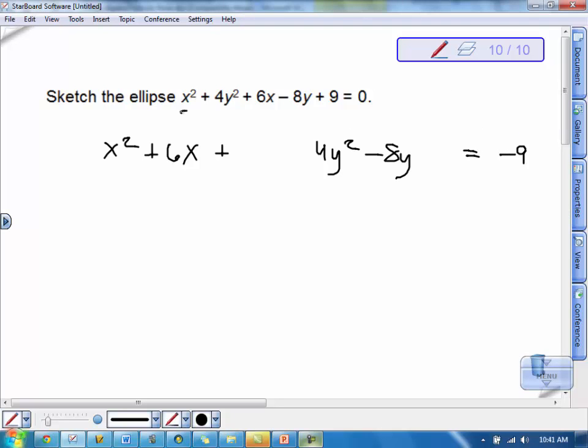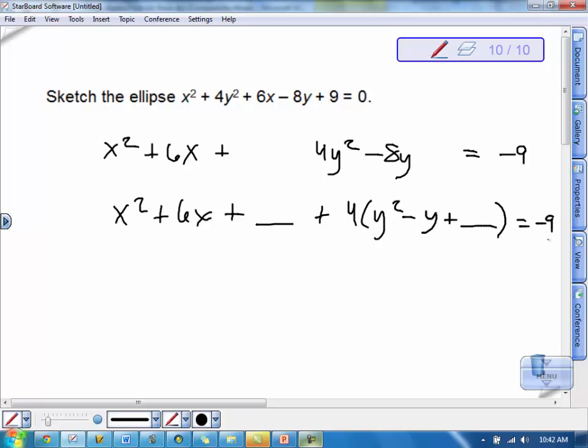So now I've got the x's right here. I've got the y's right here. And I've got the number over to the other side. Still same equation, just the order is different. Now, what I can do is complete the square on this and on this. So what I'm going to do first is make this x squared plus 6x plus blank. I'm going to add something there. Here, I'm going to factor out a 4, in which case I have y squared minus 2y plus something equals negative 9. So all I did was factor out a 4 from this quantity.